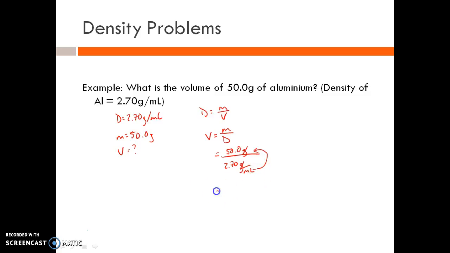And when I calculate this out, I get 18.5, 185 repeating. And I've got 3 sig figs. I got to make sure I use the correct number of sig figs. So my volume is going to equal 18.5 milliliters or cubic centimeters of aluminum.